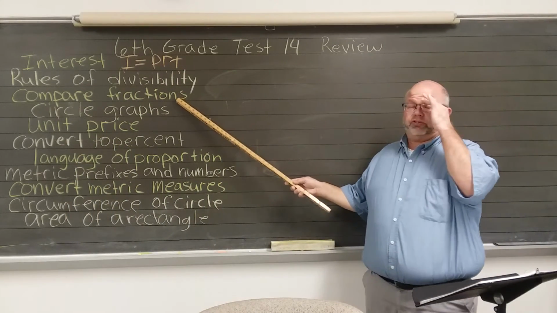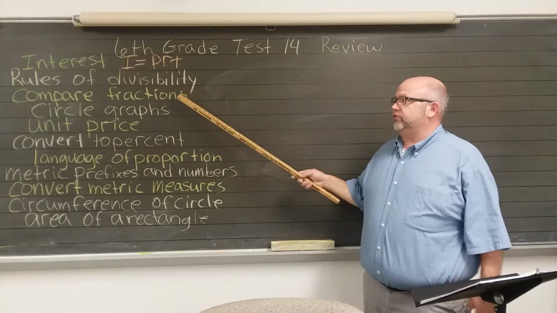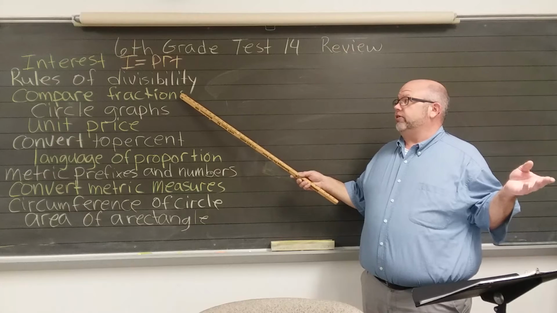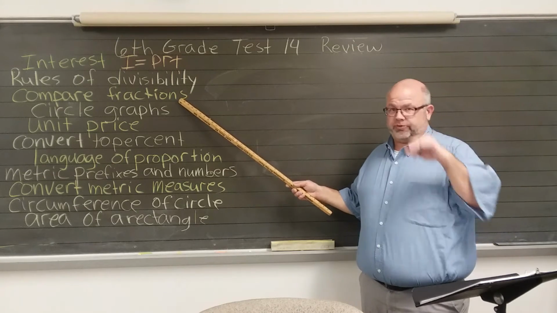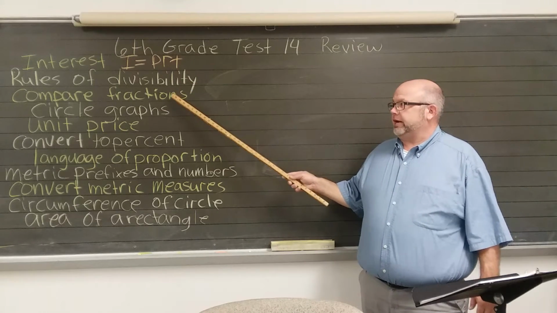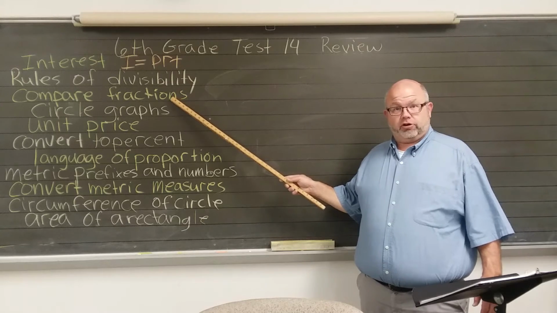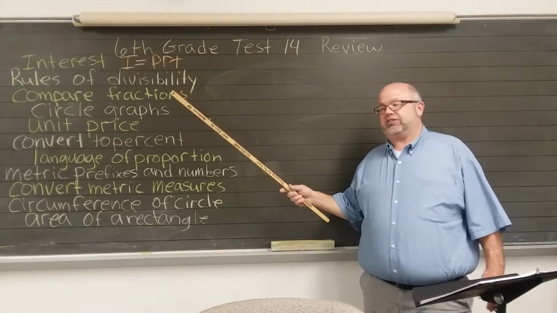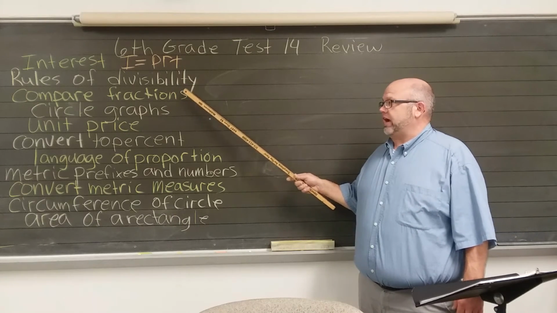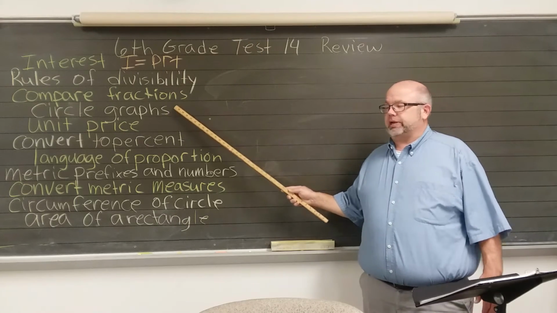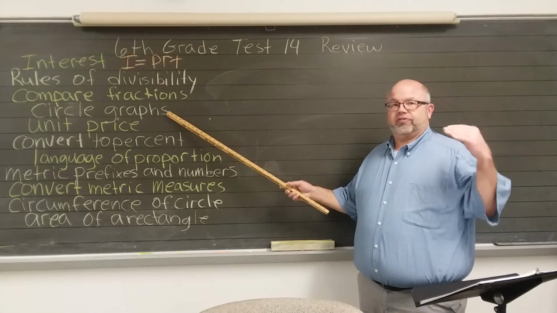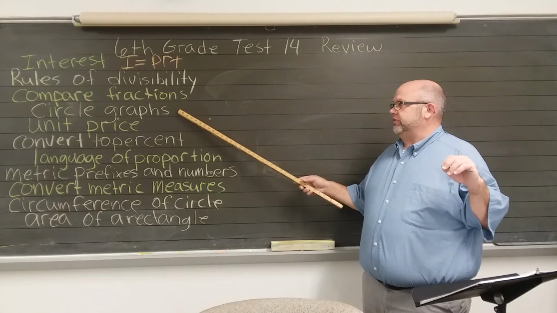Compare fractions. That is talking about if you have 2/5 and 3/4. Find the common denominators. When you find the common denominator, whichever one has the largest numerator is the biggest one. So compare means you will use the greater than, less than, or equal sign to compare fractions. Circle graphs. There will be a circle graph where you need to get information off of the circle graph like you did in the last couple lessons.